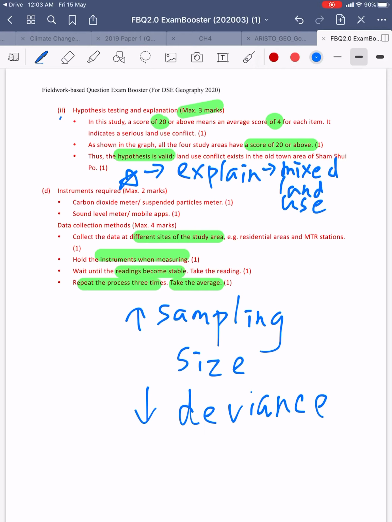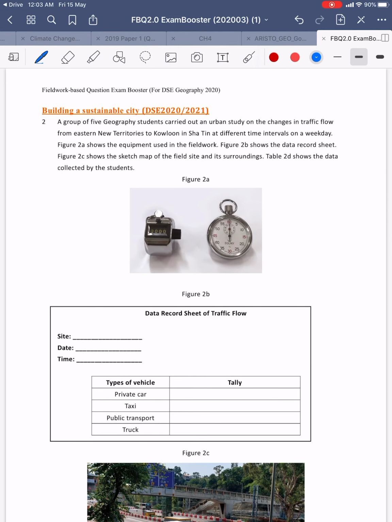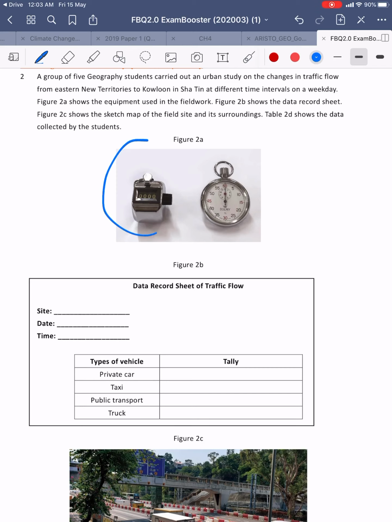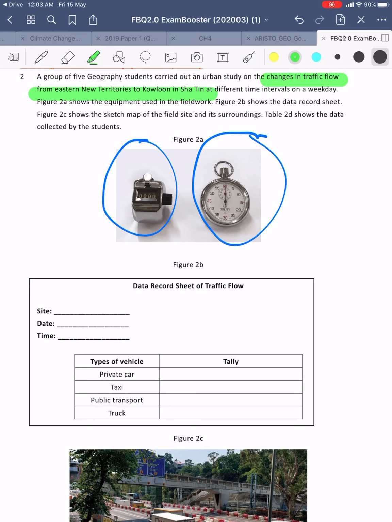Okay, next one. Building a sustainable city again. This one is using a timer and a counter. Sorry, this one is the counter, and this one is the timer. What we are going to do is study the change of traffic flow from East New Territories to Kowloon in Sha Tin at different time intervals on a weekday.